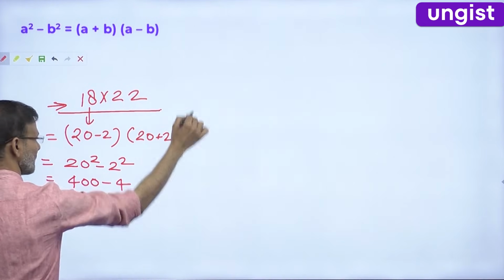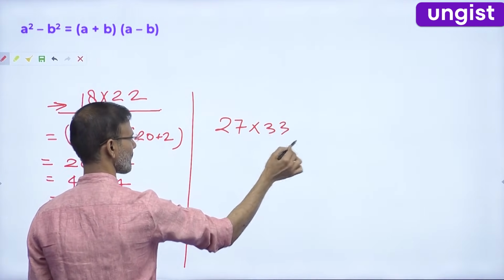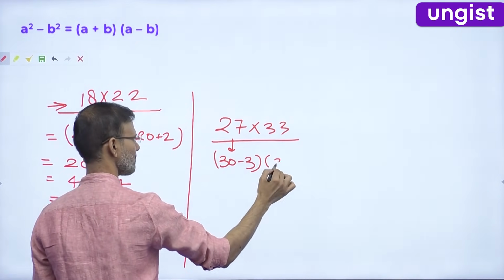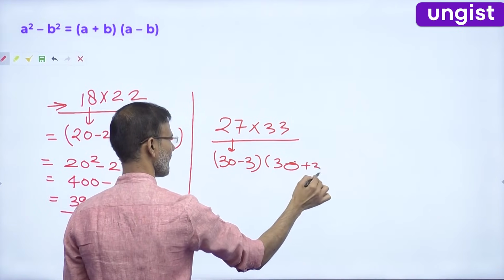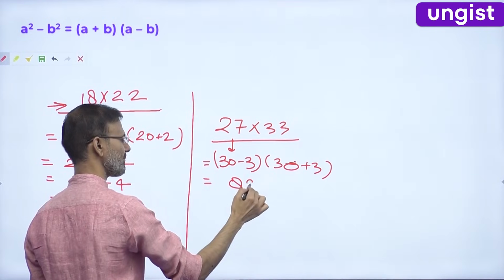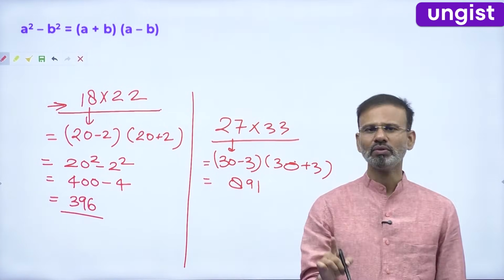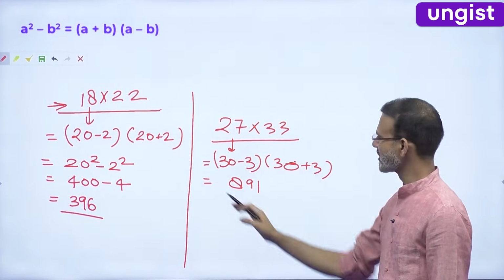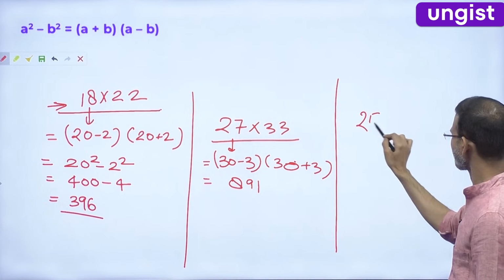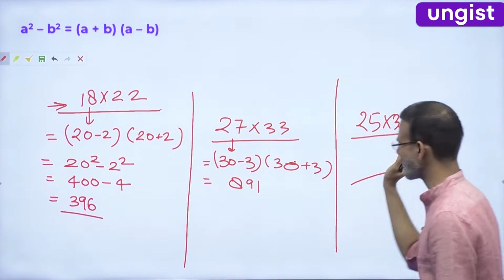ठीक है. अच्छा. Suppose that we have 27 into 33. So this is 30 minus 3 into 30 plus 3. And this will become what? 30 square minus 3 square. So which is 891, guys? Yes or no? Right. Now, don't do all these intermediate steps. Tell me the final answer. Direct. Everybody. Quick. Don't do any intermediate steps. Tell me the answer.